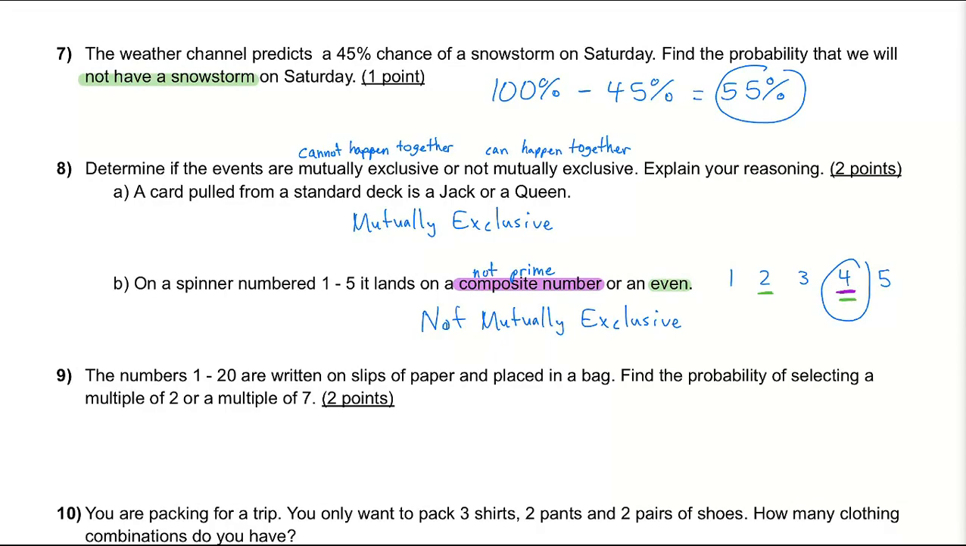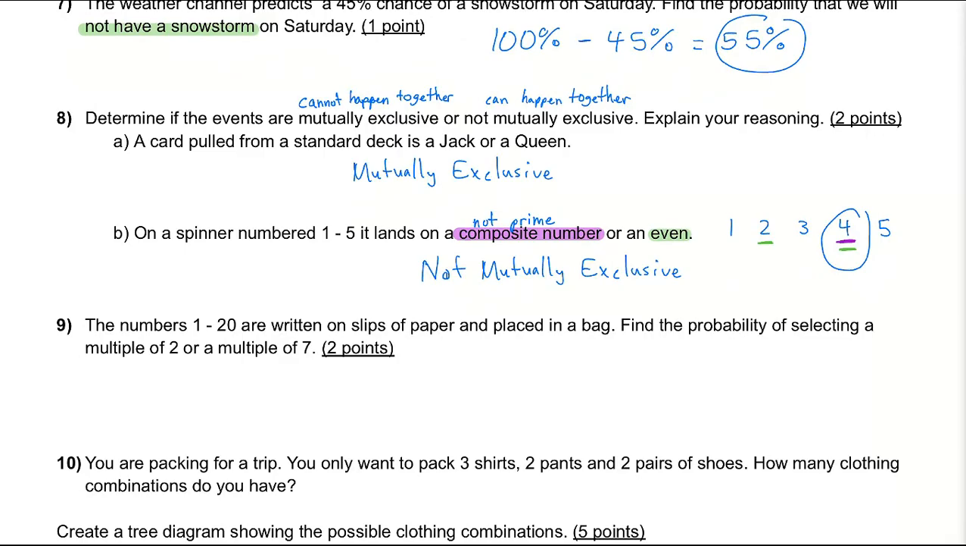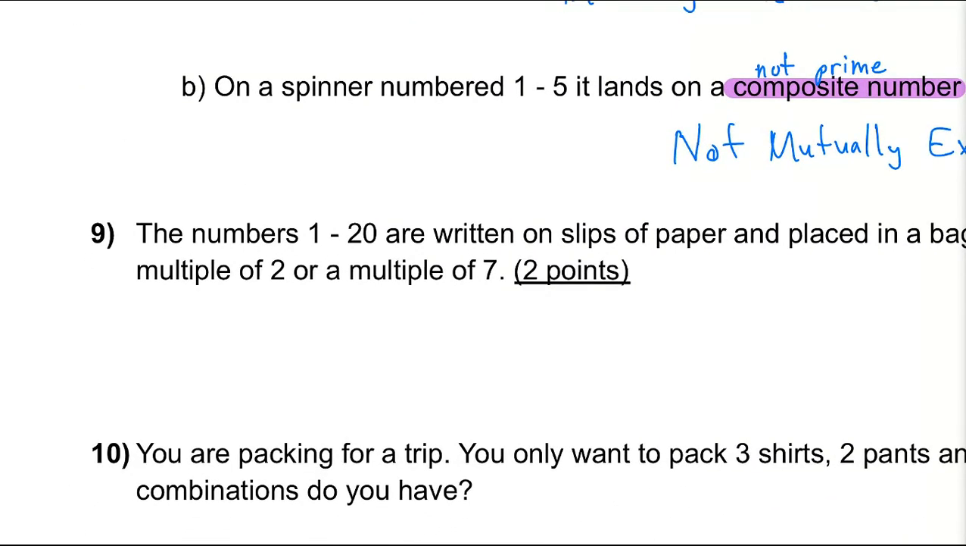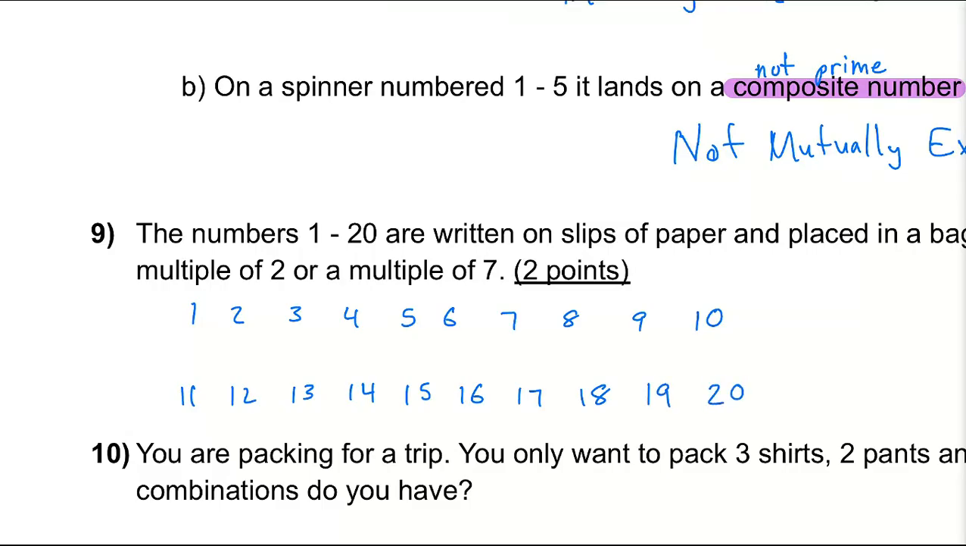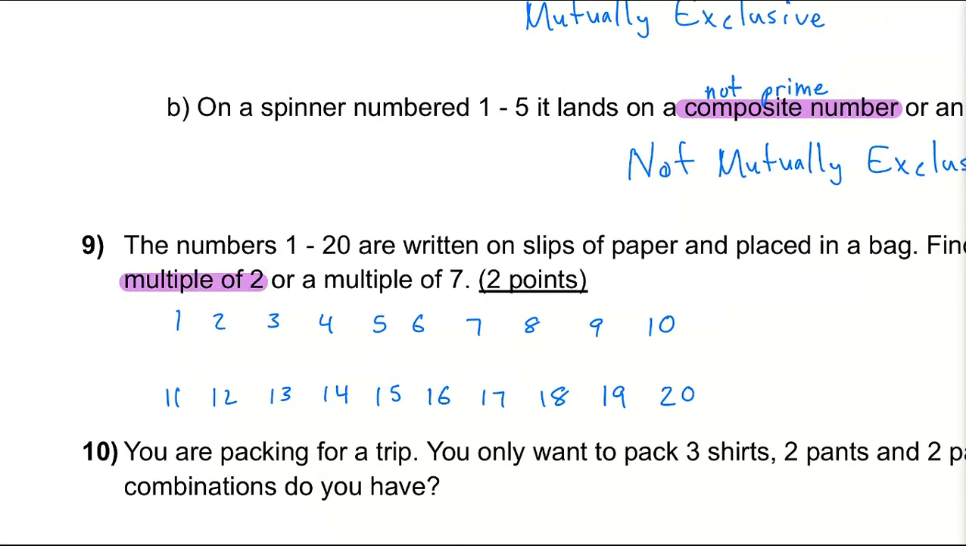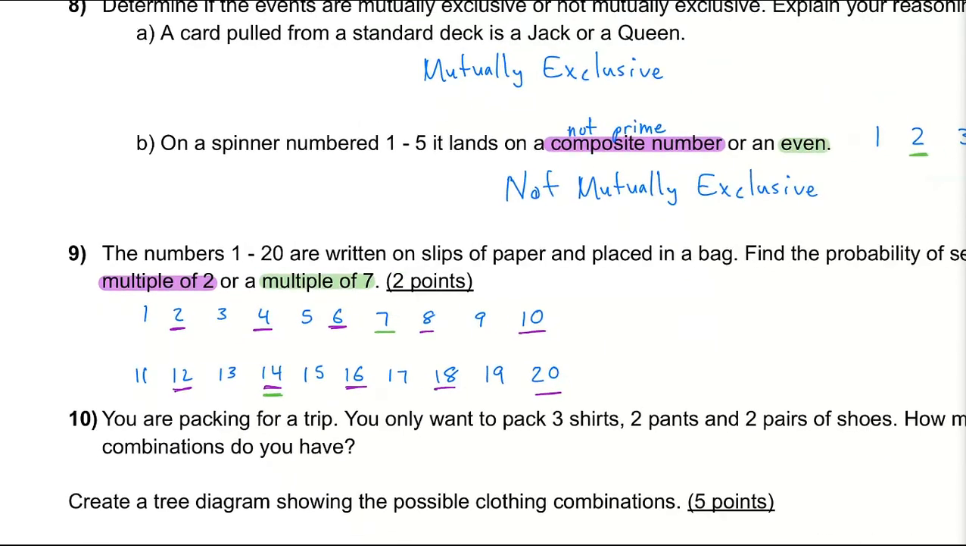Number 9, numbers 1 through 20 are written on slips of paper. Find the probability of selecting a multiple of 2 or a multiple of 7. So again, I'm going to write this out. Okay, so there's 1 through 20. For my multiples of 2, that's going to be all of the even numbers. For my multiples of 7, that's just going to be 7 and 14. The next multiple of 7 would be 21.